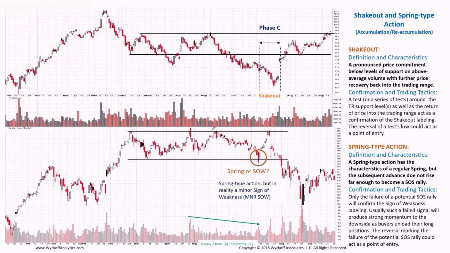So we're seeing that this is not an accumulation or reaccumulation, and that this is a distribution. And once everything unfolded, we know that this type of action before phase C is going to be a sign of weakness in phase B. And therefore, we would just look at this and call it a spring type action, which is actually a sign of weakness.